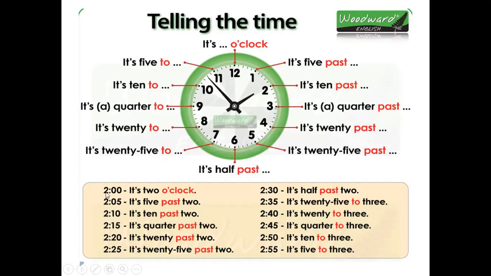If we have 2:00, it will be 2 o'clock. 2:05 will be 5 past 2. But if we have 2:35, it's 25 to 3. We are using the next hour.